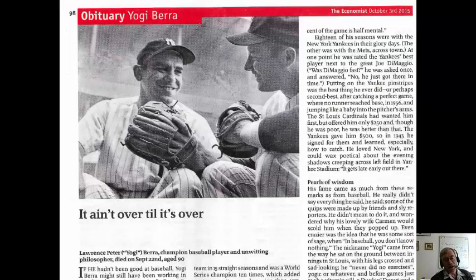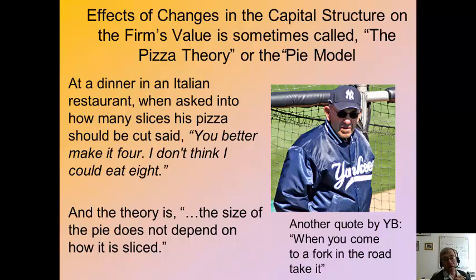On September 22nd, 2015, a great ball player died, Yogi Berra. Yogi Berra is famous not only for great ball-playing skills, but also for the way that he spoke. "It ain't over till it's over." He went to a dinner in an Italian restaurant, and when he was asked how many slices his pizza should be cut into, he said, "You'd better make it 4, 'cause I don't think I could eat 8."